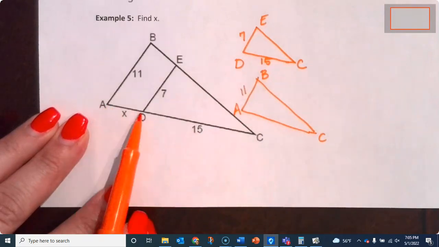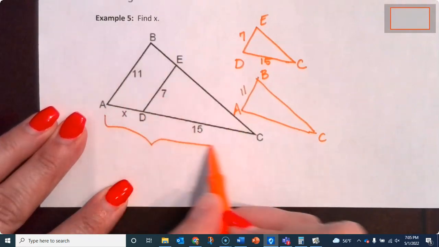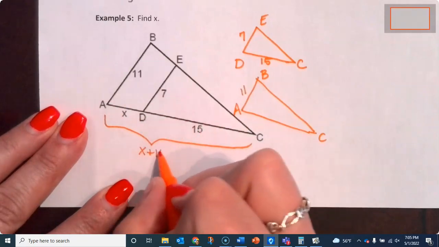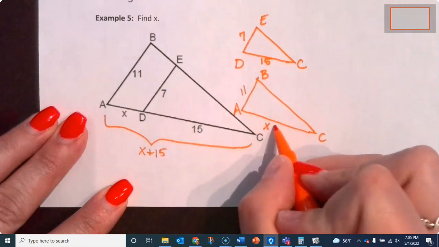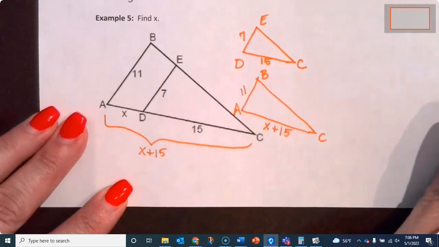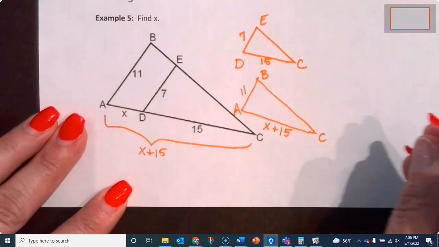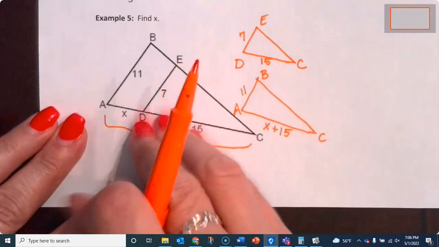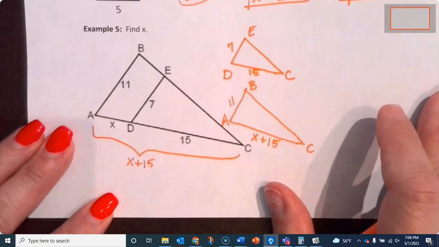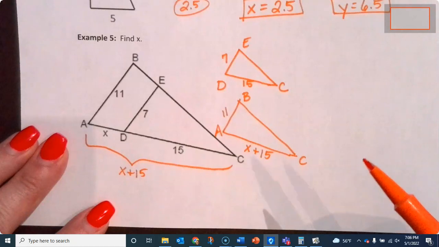Now, from here to here is x, and from here to here is 15. So that whole side length is those two pieces added together. So x plus 15, that's what represents the length from A to C. And again, we're assuming these triangles are similar, even though they didn't say that. It's something I should have put in my notes to begin with, but I apologize. So since these triangles are similar, we can go ahead and set up a proportion to solve this.